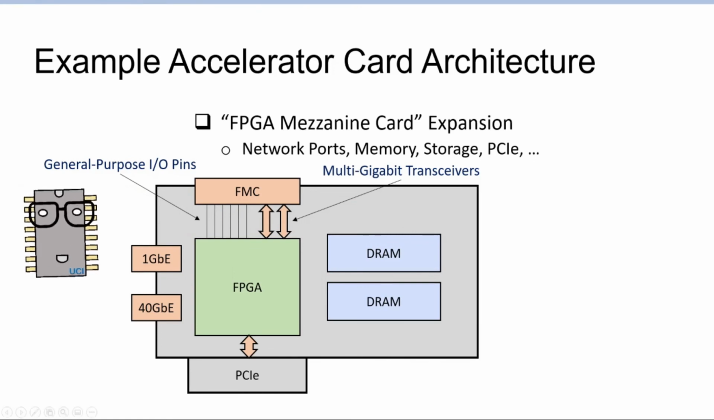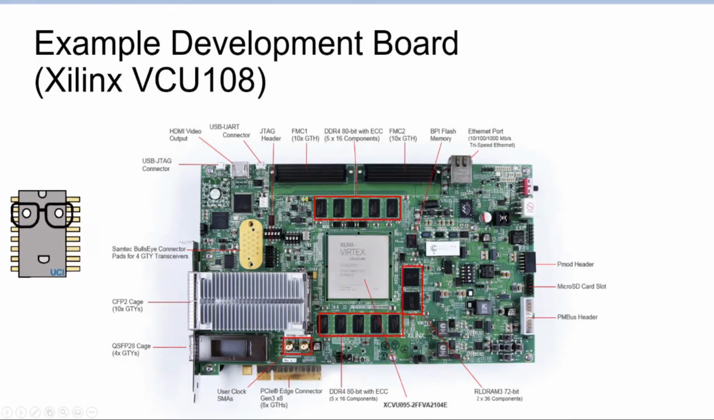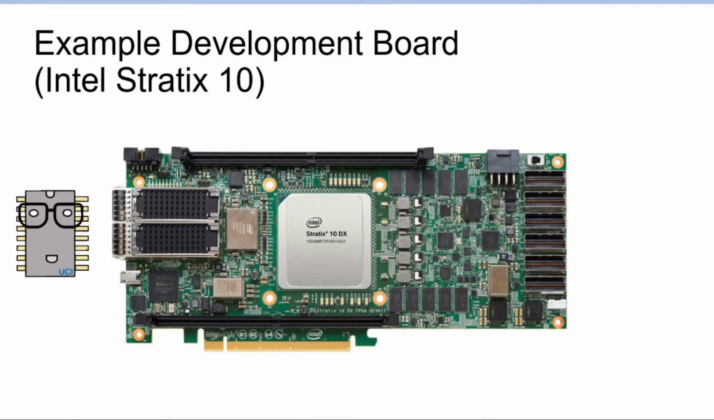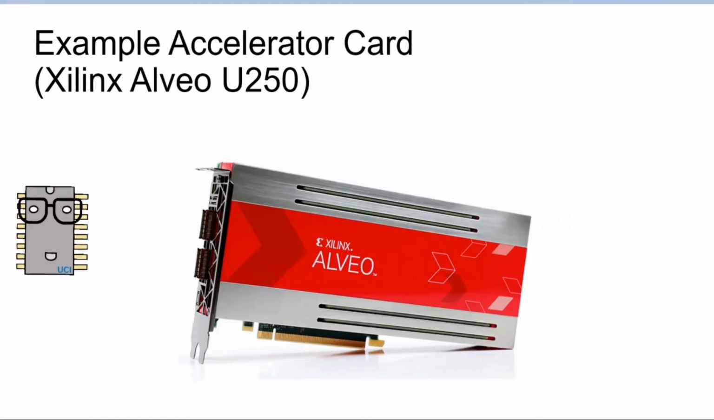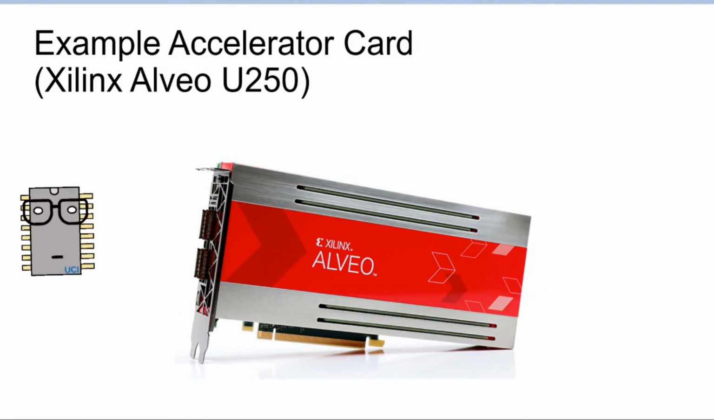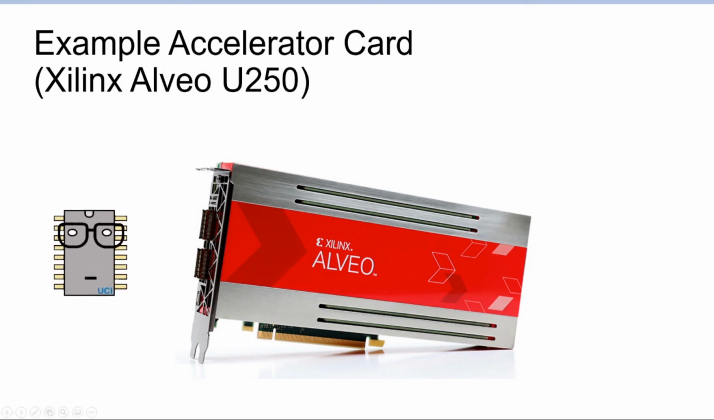Examples of these kinds of accelerator cards include, the examples aren't important, but if you buy one, it can look a bit like this. This is an example from Xilinx, soon to be AMD. This is an example from Intel, formerly Altera. And this is an example from Xilinx. And this particular board is something that Xilinx is pushing pretty hard to be the neural network accelerator board. So that's also kind of cool.